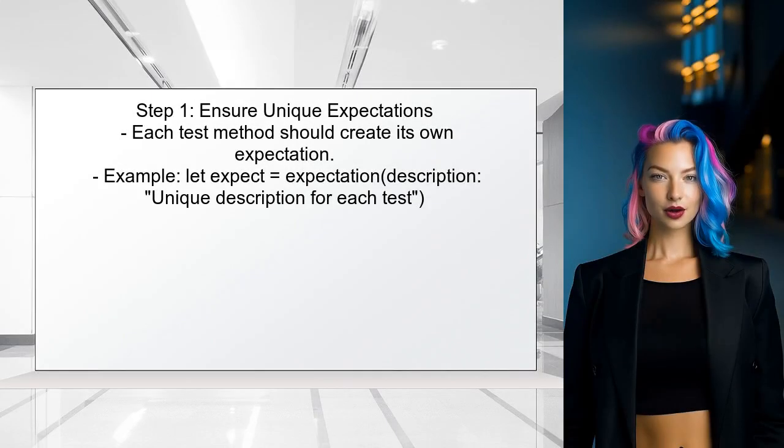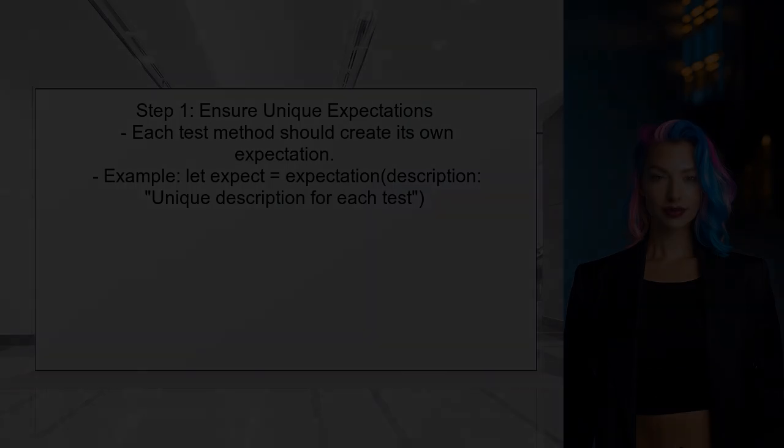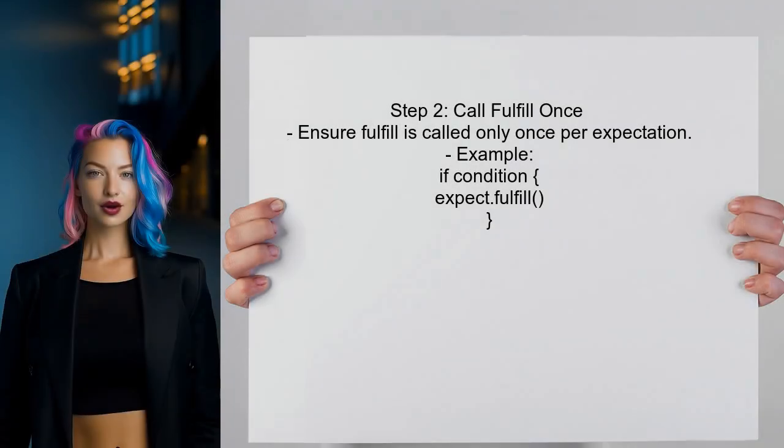To address the issue with multiple asynchronous tests, the user should first ensure that each test method has its own unique expectation. This prevents conflicts when tests are run together. Next, the user should avoid calling fulfill on the same expectation multiple times within a single test. This can lead to the errors observed. Instead, ensure that fulfill is called only once per expectation.